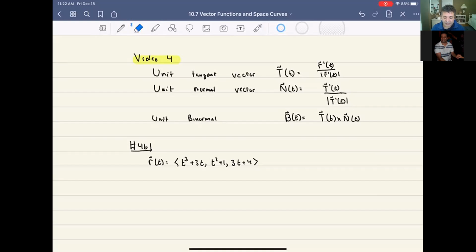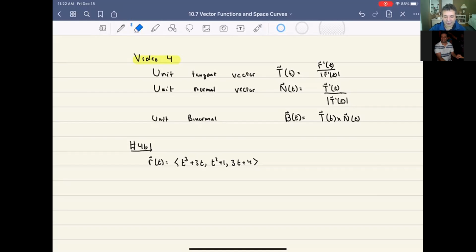But I wanted to get into these ideas, this unit tangent, unit normal, unit binormal, okay? So we're going to find these things. So the unit tangent vector is exactly what it sounds like. You take the derivative element-wise, and then you divide by the length of that. Unit normal, you take the derivative of that new thing, okay, and then you divide by the magnitude. And then the unit binormal, you take the cross product of those two vectors.